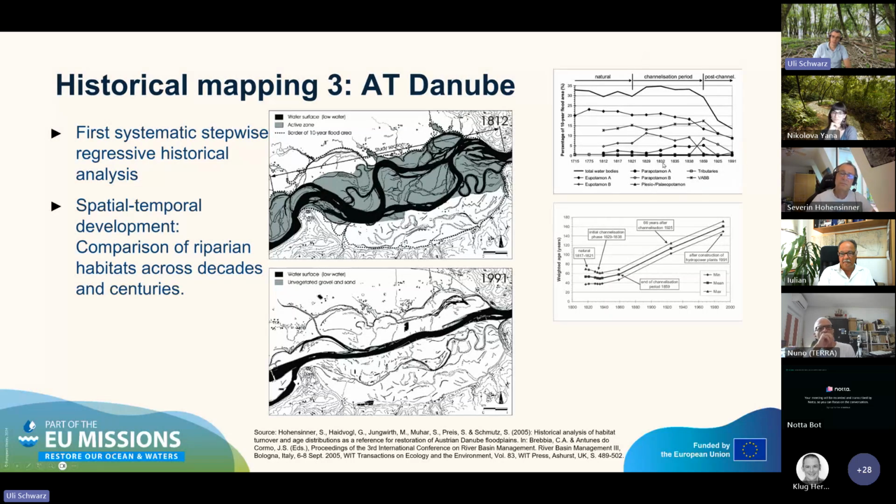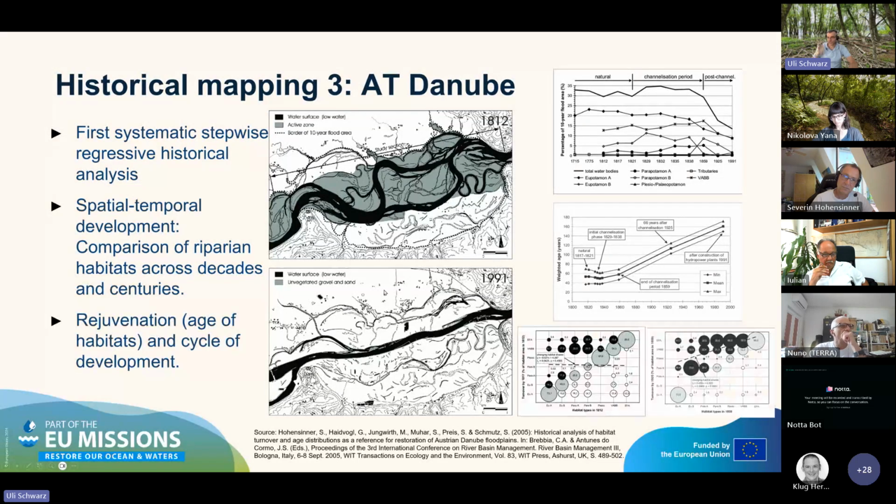We have here different kinds of connectivity of riverine water bodies. For instance, Eupotamon A means that side channels are connected upstream and downstream, Eupotamon B when they are only connected downstream. Parapotamon are then oxbows, or rather temporarily connected side channels, and so on. This is very important. The second issue is the so-called rejuvenation and the age of habitats. This is very important.